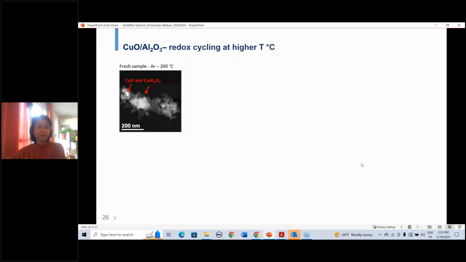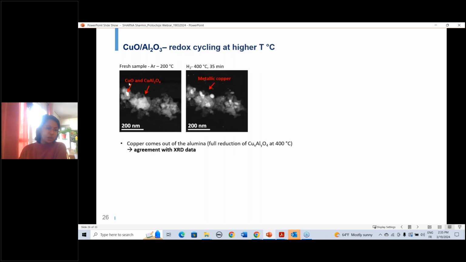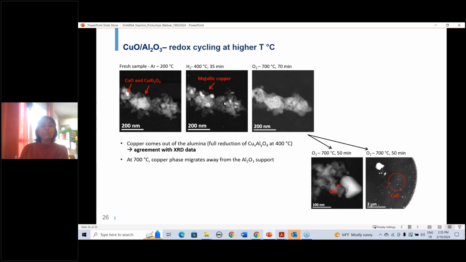Now, if we increase the temperature, we have a copper oxide and copper aluminate mixture, and we have introduced hydrogen. At 400 degrees Celsius, the copper aluminate will be reduced to form these metallic nanoparticles that you can see here on the surface, and it also agrees with the XRD data. However, when we reintroduce oxygen at 700 degrees Celsius, we see that the copper oxide migrates away from the alumina support.